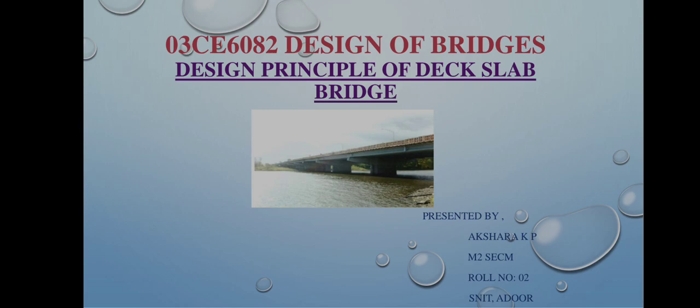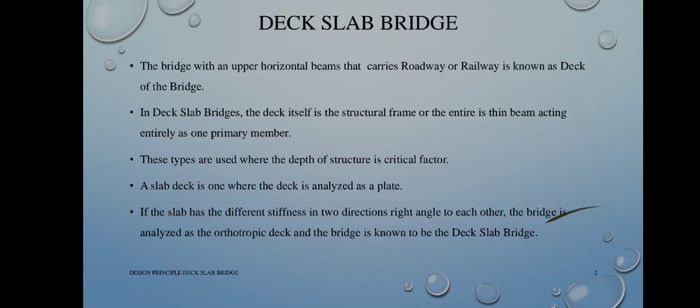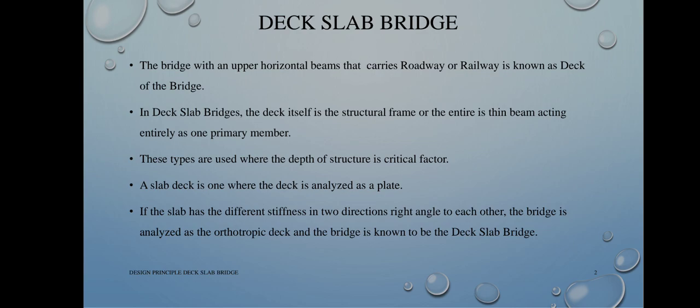Today I am here to discuss the topic Design Principle of Deck Slab Bridge. Deck slab bridge. The bridge with upper horizontal beams that carries a roadway or railway is known as the deck of the bridge. In deck slab bridges, the deck itself is the structural frame, acting entirely as one primary member. These types are used where the depth of the structure is a critical factor.